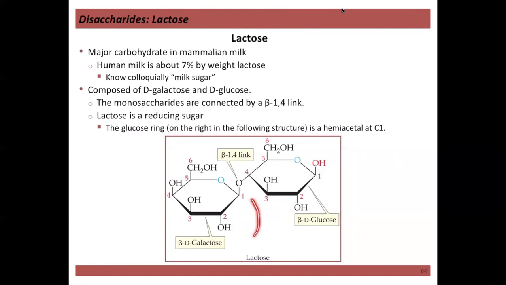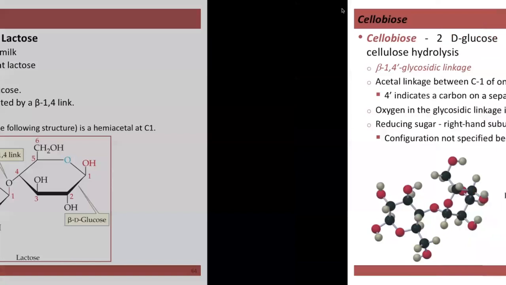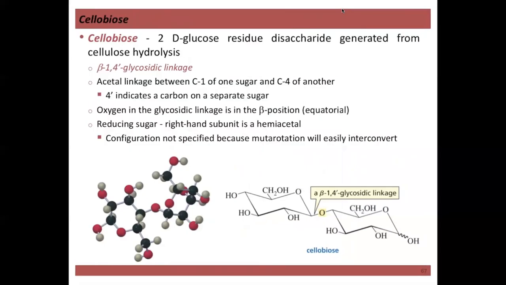Now, some people don't have the enzyme, or have very little of the enzyme, to break down that linkage. And so what happens when they drink milk or other dairy products is that it tends to ferment in their stomach, and those people are known as being lactose intolerant.